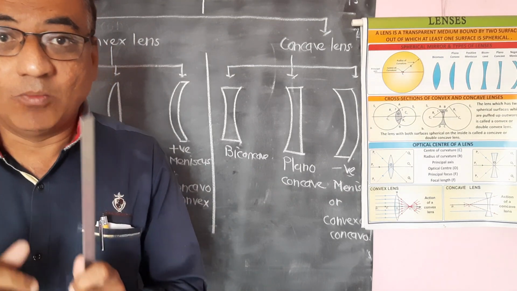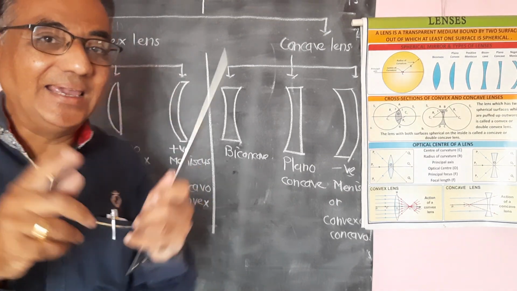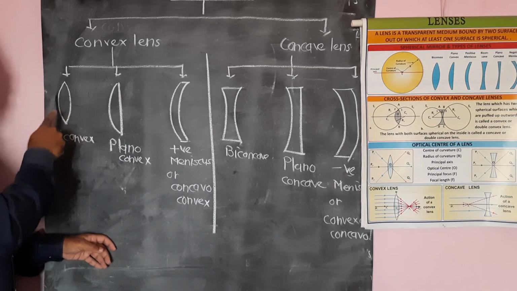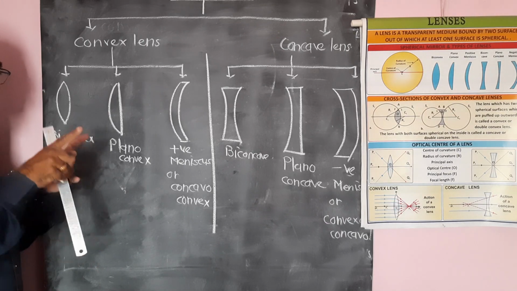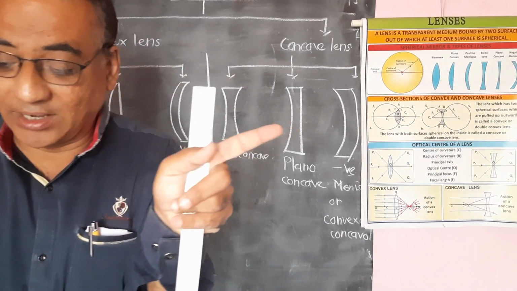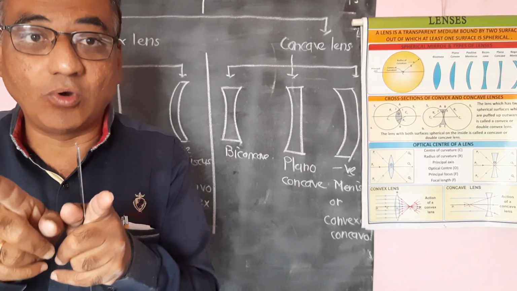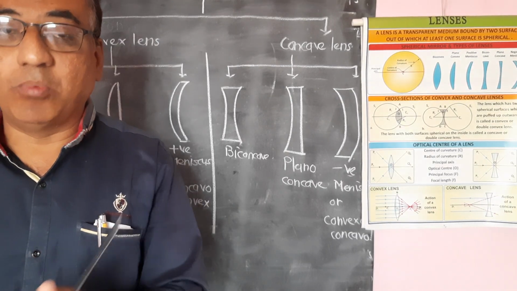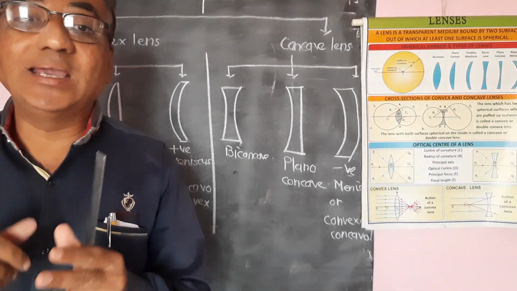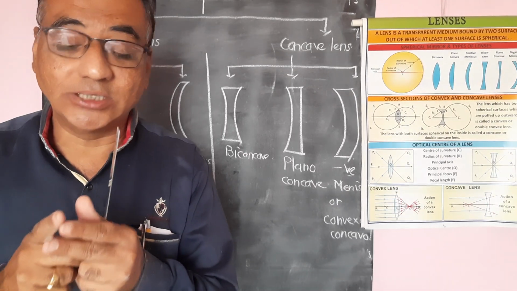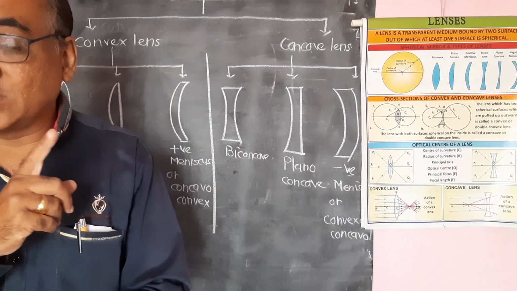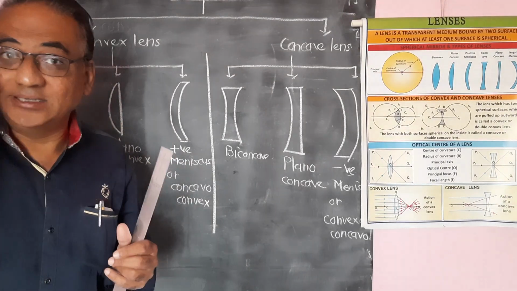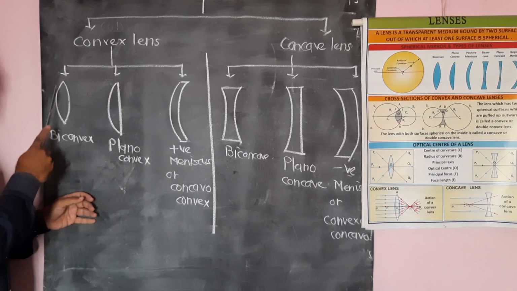A lens having both spherical surfaces bulging outward, then it is called a convex lens. Once again I am going to repeat the definition of convex lens. A lens having both the spherical surfaces bulging outward is called the convex lens. Now when we observe the convex lens carefully, we find that it is thicker at the middle than at the edges.